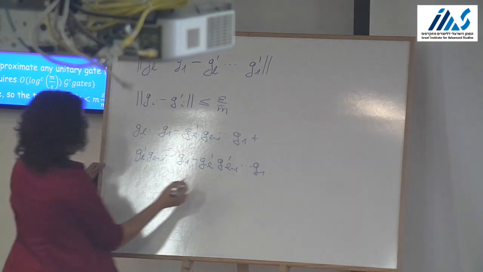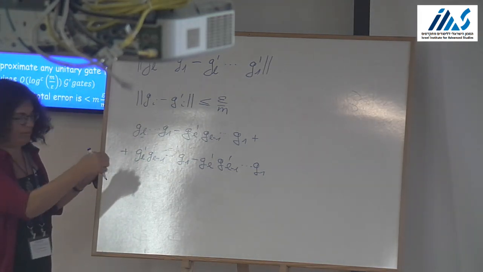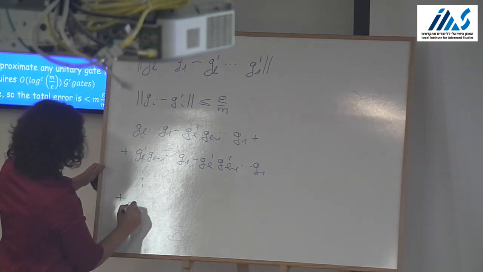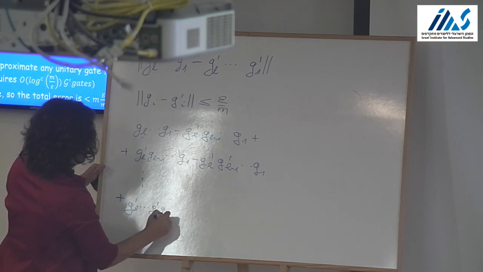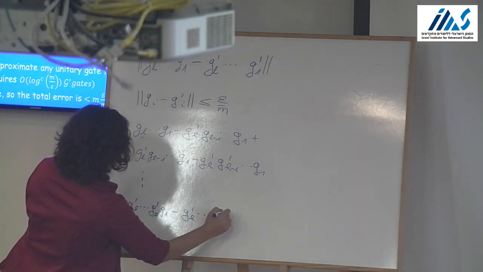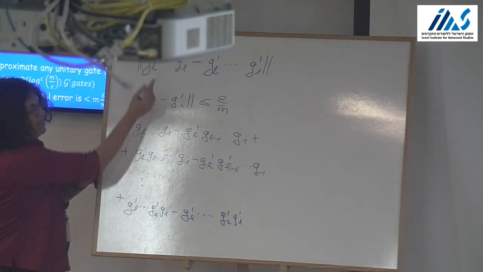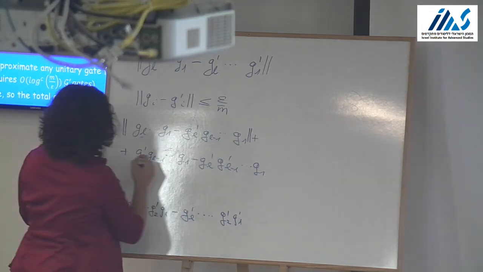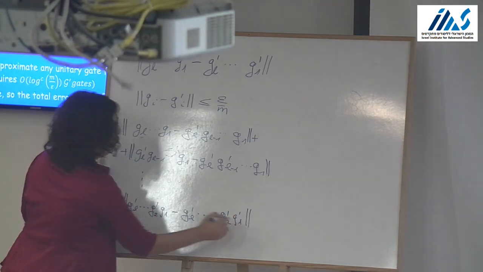So you get what I'm doing, right? Each time I'm replacing one of the non-prime with a prime, up to GL prime up to G2 prime G1 minus GL prime and so on, G2 prime G1 prime. And so this is equal to that, but using the triangular inequality, this is at most the sum over these differences.